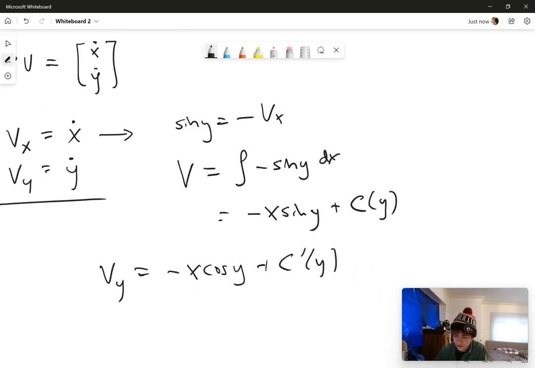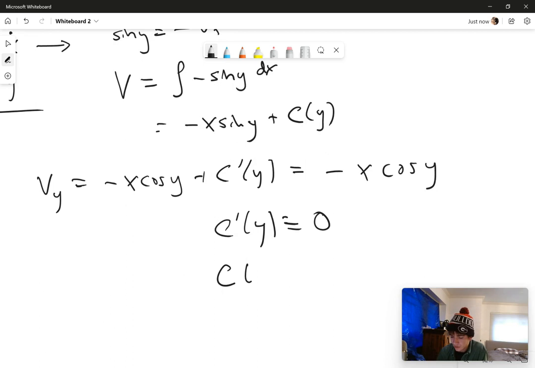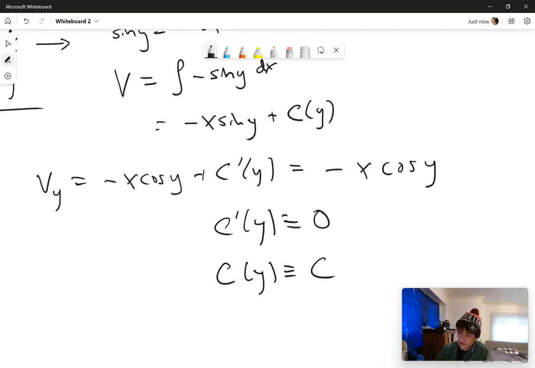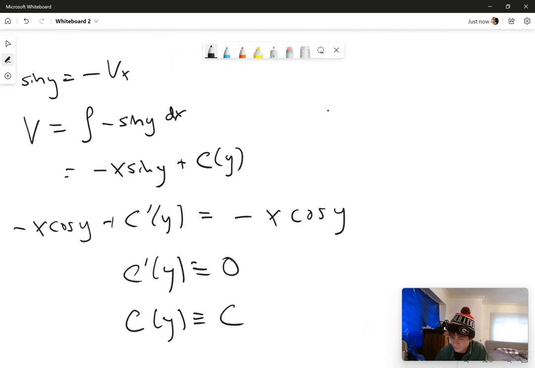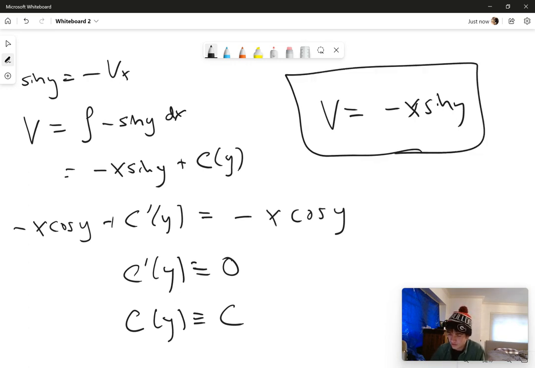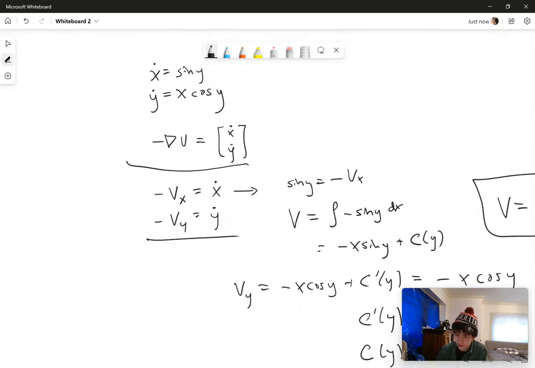Okay, and so y dot is x cosine of y, so we get negative x cosine of y. And this works out really nicely, and we just say c prime of y is identically 0. So this means c of y is just some constant c. Okay, and so now we can see that by constructing this gradient function, we know that v is simply negative x sine of y, and we can add a constant if we want, but we don't need to. So this is the gradient function, and taking its gradient, we actually get precisely this relationship holds. And so we know this is a gradient system, and therefore it can't have any closed orbits.